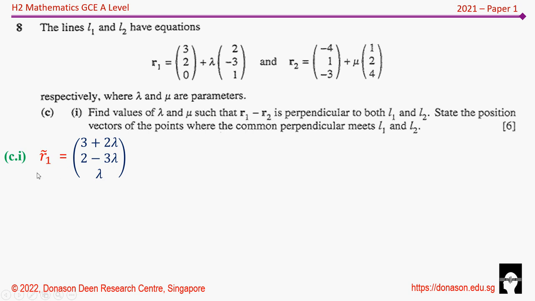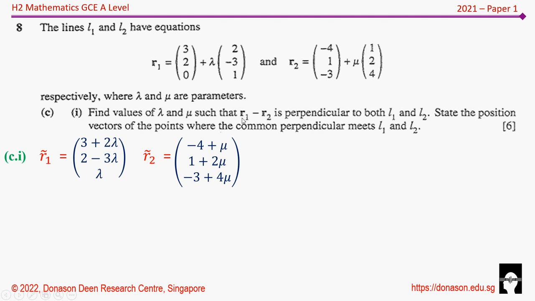So that's why I'm expressing R1 in terms of its parameters, and I'm going to do the same thing with the R2 in terms of its parameters. So what would be R2? Minus 4 plus mu, 1 plus 2 mu for the j, and minus 3 plus 4 mu for the k. So minus 4 plus mu, 1 plus 2 mu, minus 3 plus 4 mu as we simplify the R2.